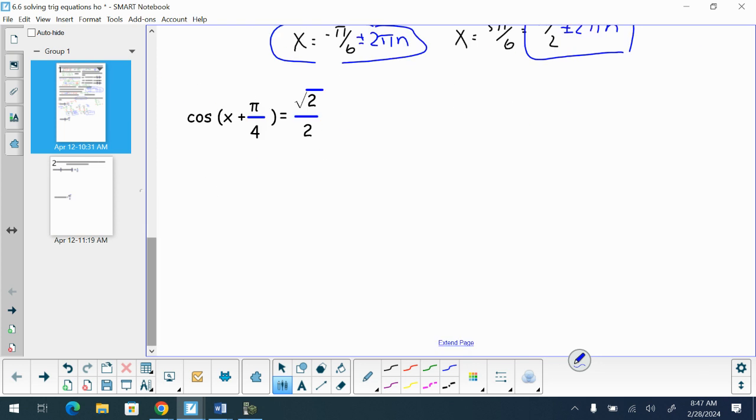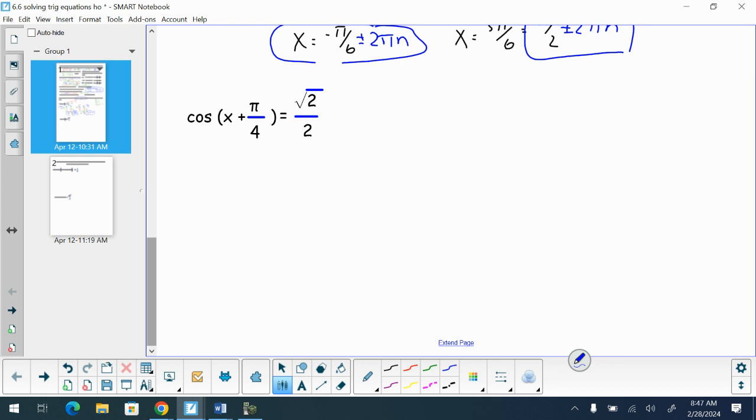Cosine of pi x plus pi over 4 is equal to square root of 2 over 2. We need to get rid of the cosine. To get rid of cosine, we can take the inverse cosine of square root of 2 over 2. Need to watch your parentheses.